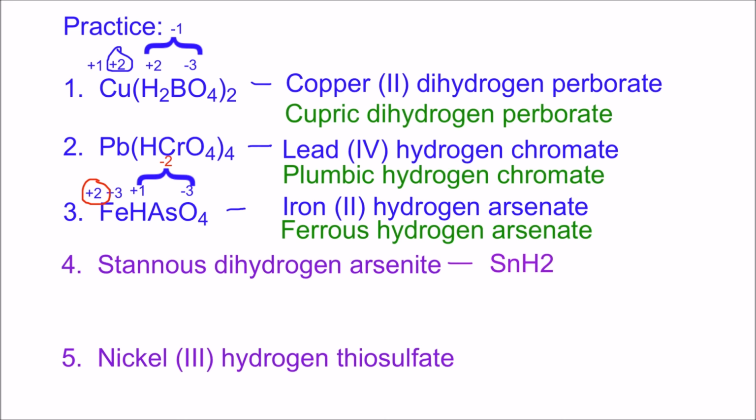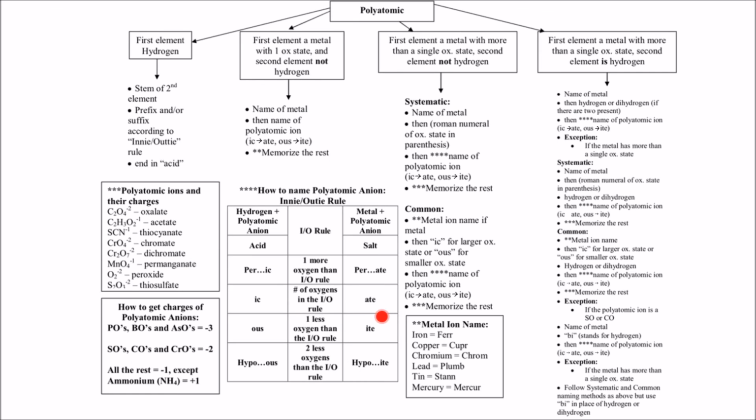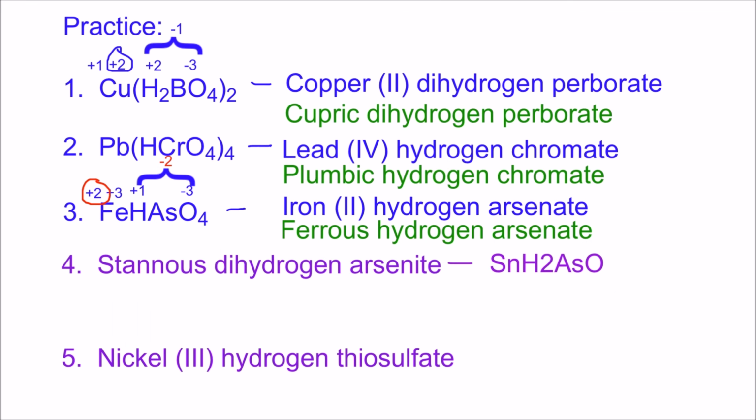So let's put the atomic symbol for arsenic and oxygen. Now we need to know how many oxygens. Well, hopefully you know by now that arsenic is an "any," which means it wants 4 oxygens. And if it has 4 oxygens, it gets to end with ate. But this one ends with ite. If we end with ite, that means we have 1 less oxygen than what the any-outie rule says. So we need 3 oxygens here.